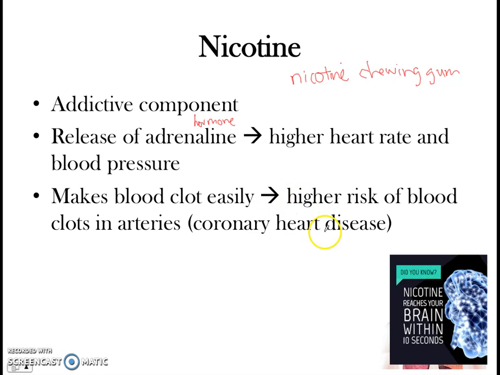If you recall your heart lectures, there was this thing called coronary heart disease, where the coronary arteries have a more narrow lumen. Now, if your blood clots more easily, it results in a higher risk of blood clots getting trapped in the coronary arteries, which results in a higher risk of heart attack. So people who smoke, people who take in nicotine, will have a higher risk of heart attack.